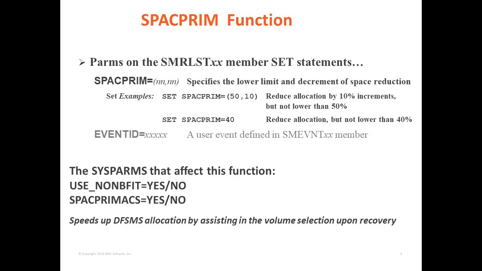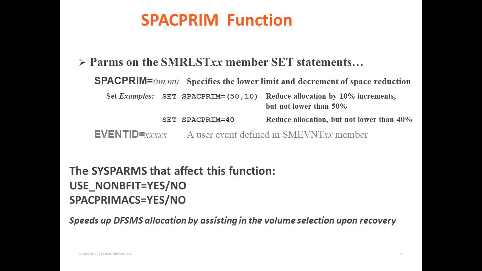The global sysparm value of US non-BFIT specifies whether MainView SRM should bypass the DF-SMS non-BestFit volume selection process when the IBM IDCAMS utility is used to define an SMS-managed dataset. When the value is set to no, it only works if SPACPRIM is active.